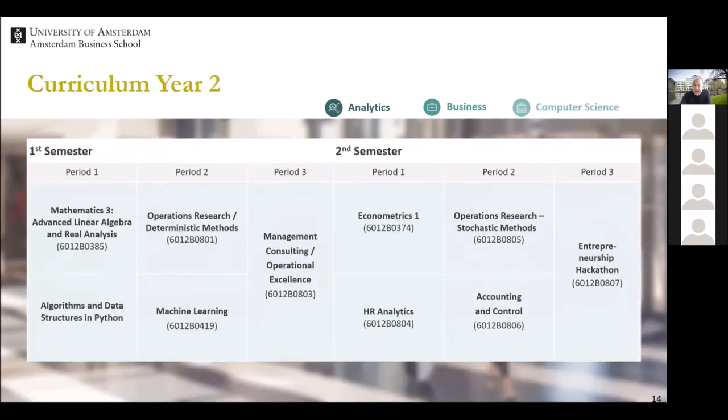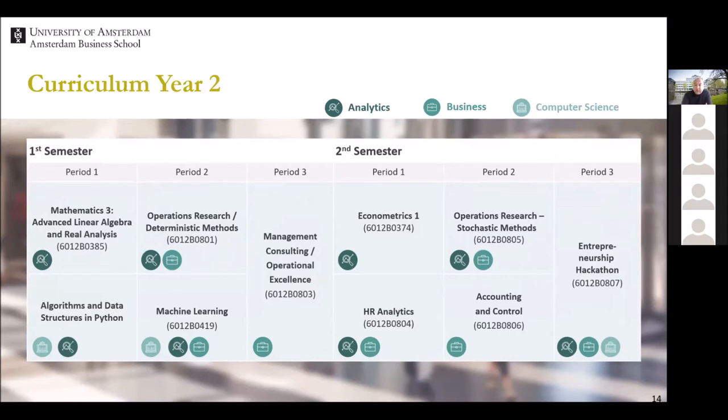Year two, we again have some pillar courses, but we have quite a number of multi-pillar courses, like Asia Analytics. It's a business and analytics course. And algorithms and data structures, it's analytics and computer science. Machine learning, analytics, computer science, and business altogether. Operations research courses, which are a nice combination of business and analytics again. So you will have the chance to combine, link these different domains of information altogether in such courses.